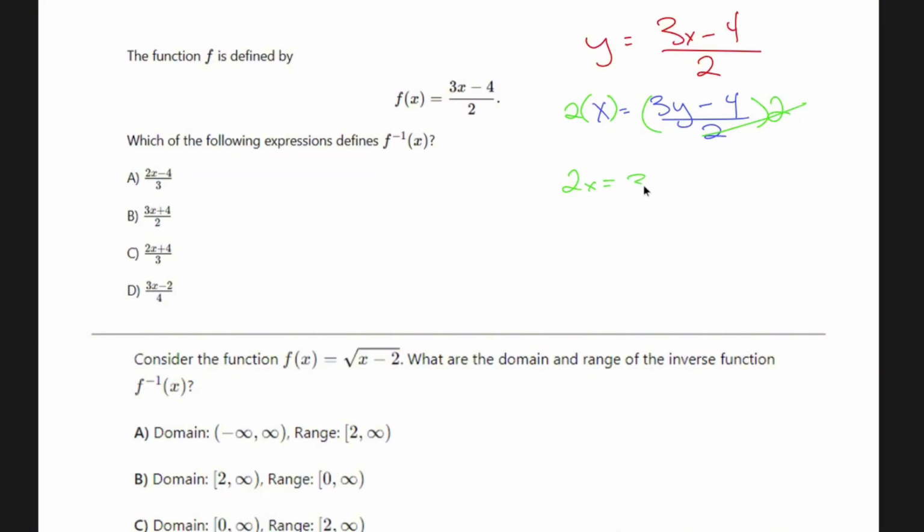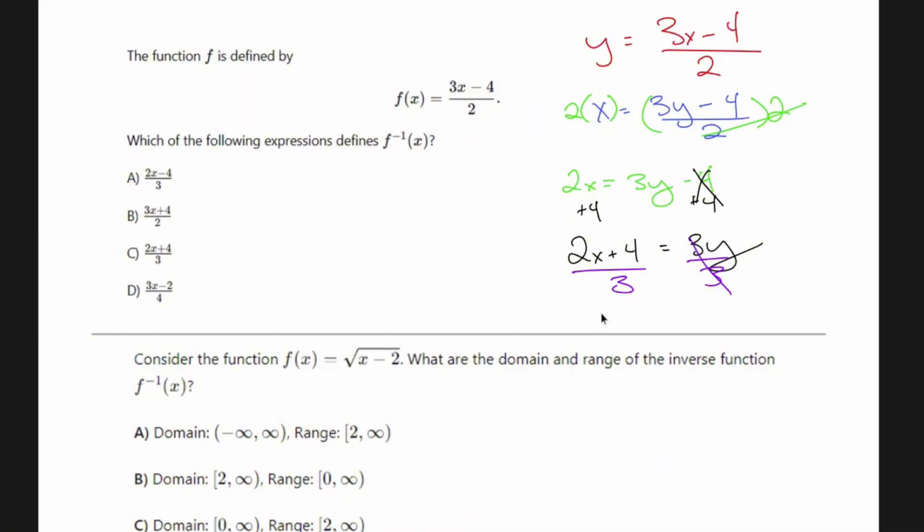2x equals 3y minus 4. Let's add 4 to both sides. That's 2x plus 4 equals 3y. Let's divide everything by 3. Divide it all by 3.